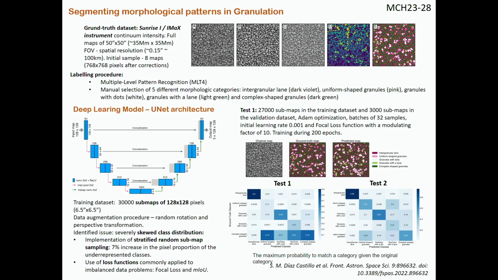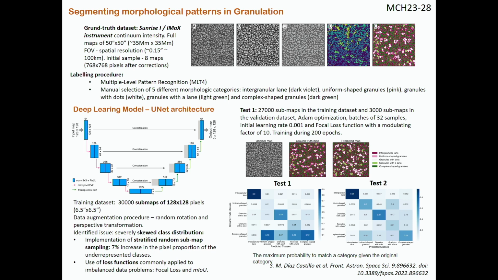In this map, for example, I have around hundreds of different granules. Then by hand, I select the morphologies that I want to classify. Initially, the intergranular lanes, the patterns around; uniform shaped granules, which are granules that don't change too much in contrast in the cell; granules with dots, like rings; and granules with lines, which can be similar to granular lanes. We use the UNet architecture initially, and the initial test can be found in this paper already published.